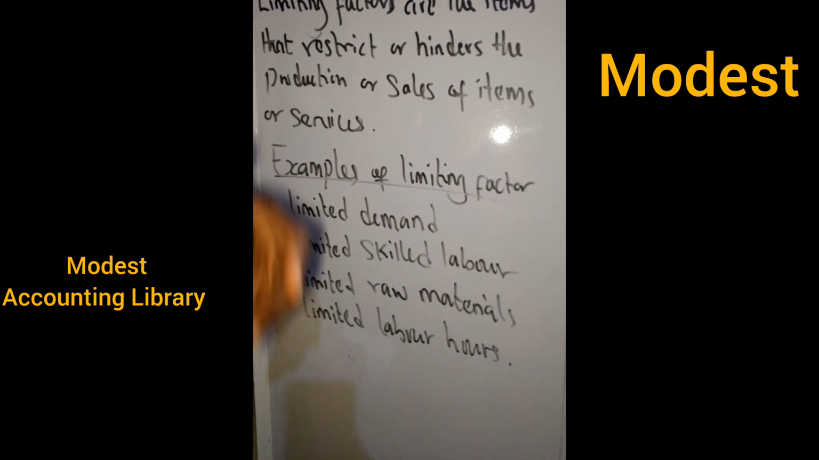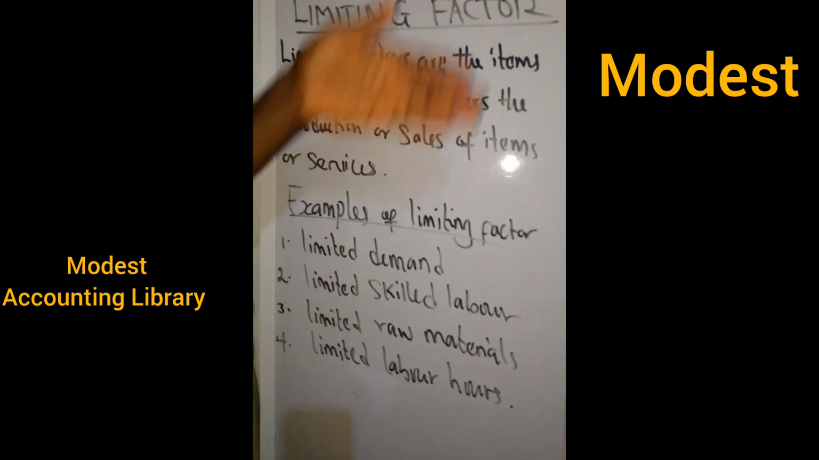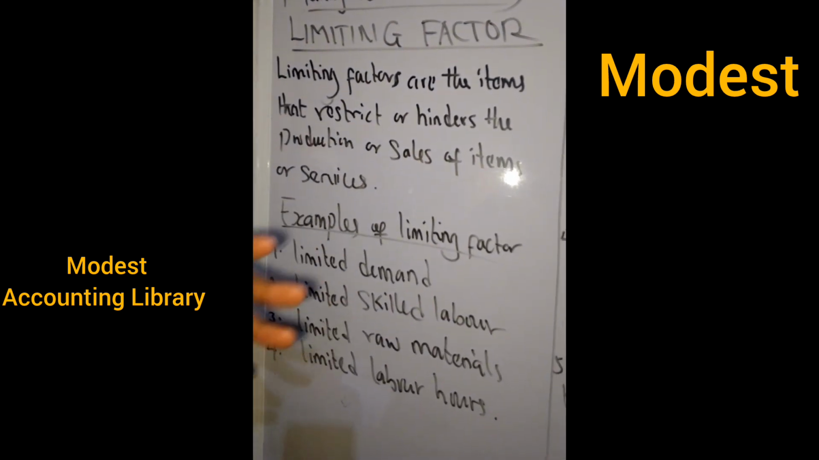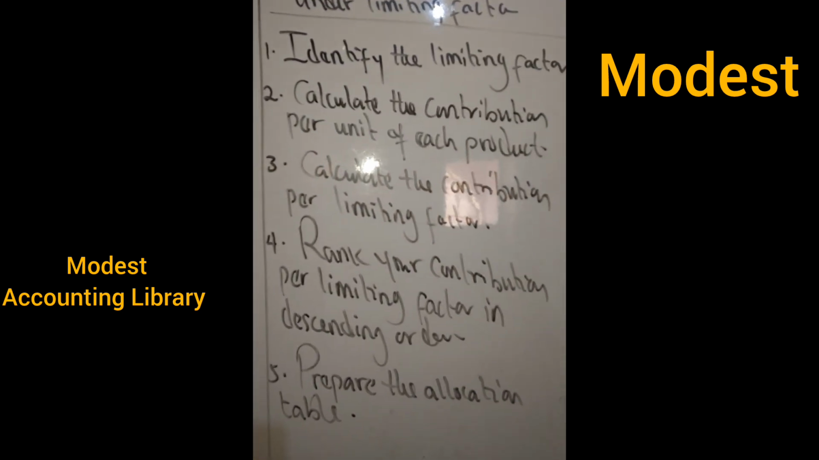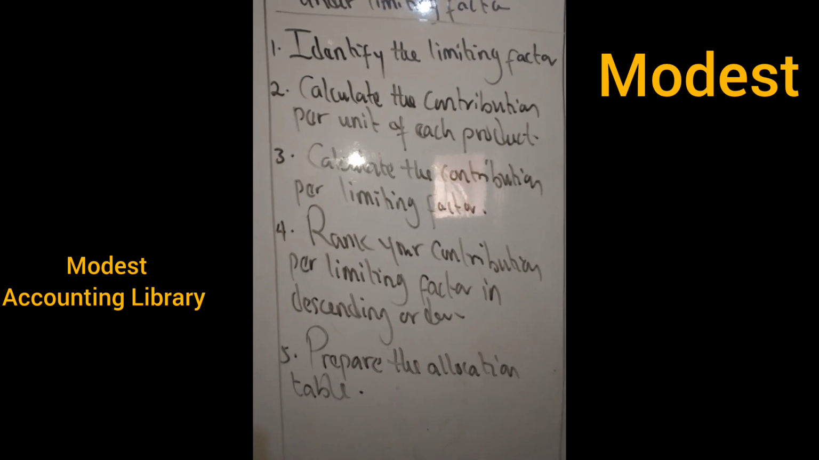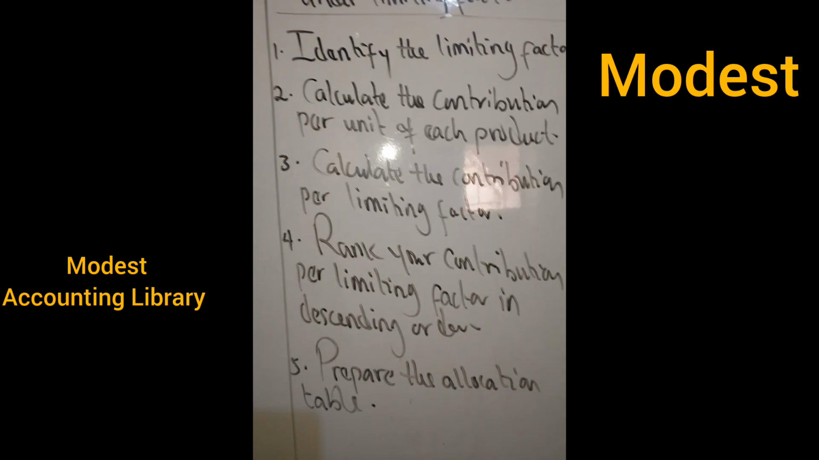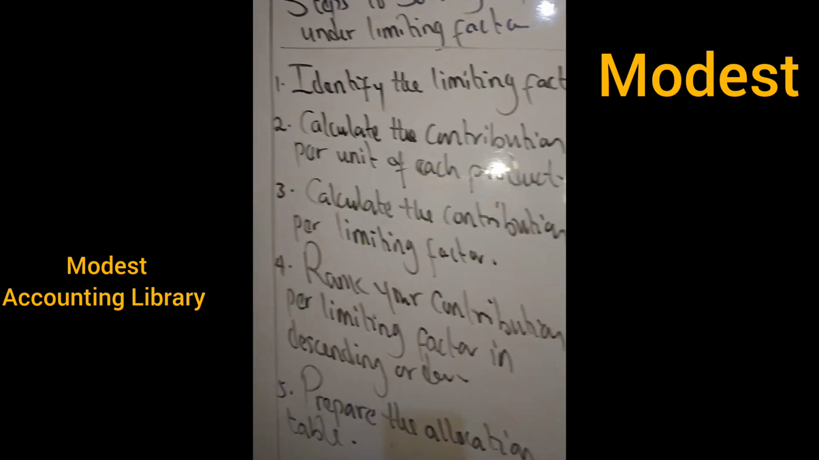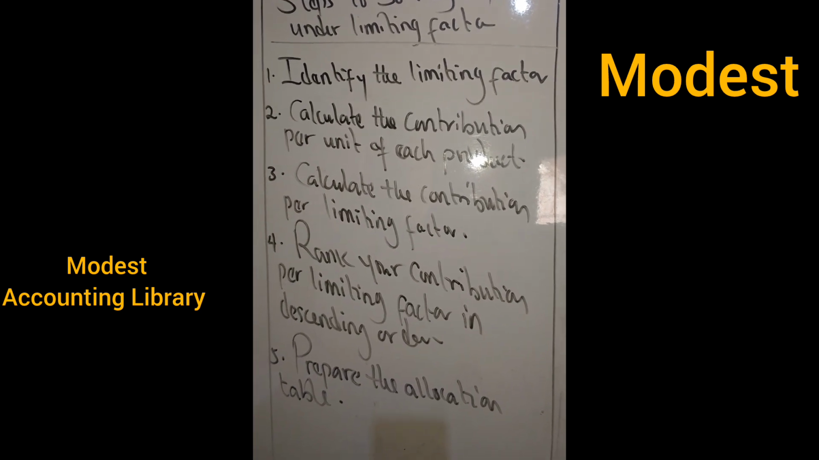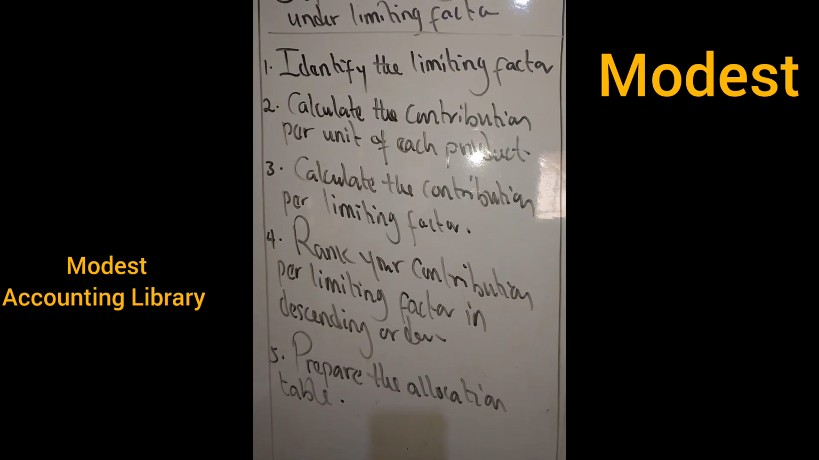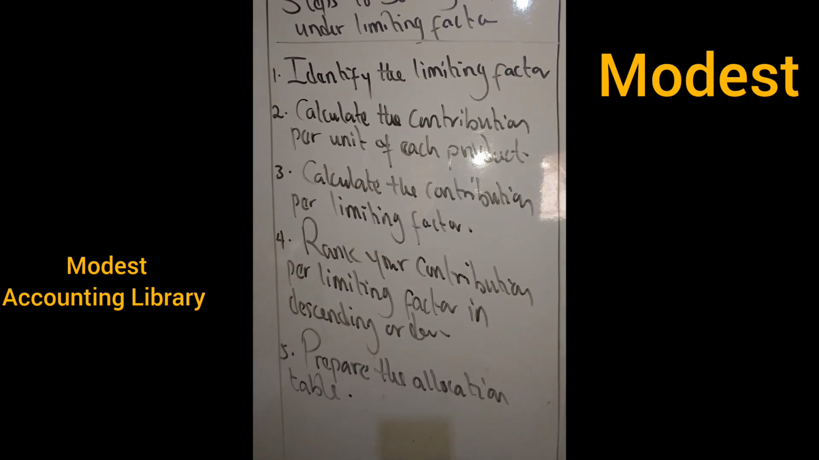Now when we see questions that have to do with limiting factor, how do we go about it? I've been able to pen down a list of 5 steps for us to follow. When you follow these 5 steps, it will be very easy for you to solve any problem that has to do with limiting factor. Step 1, identify the limiting factor. Identify the constraint. If you don't identify the constraint, then how are you going to solve it? You must first of all identify the constraint.